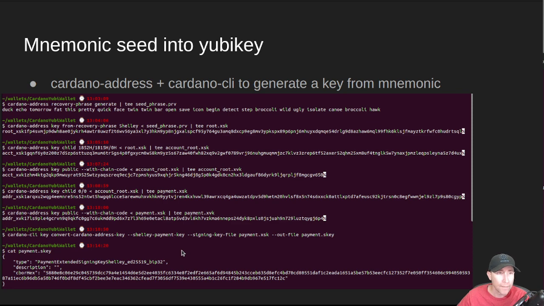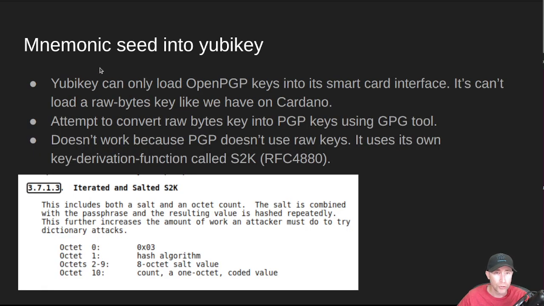So that being said, trying to load the seed onto Yubikey, I was not successful. The reason for that is the Yubikey doesn't actually store the raw key bytes. There's no way to put the raw bytes onto the Yubikey as far as I know. It doesn't use raw keys. It uses instead its own key derivation function. And so that's called S2K.